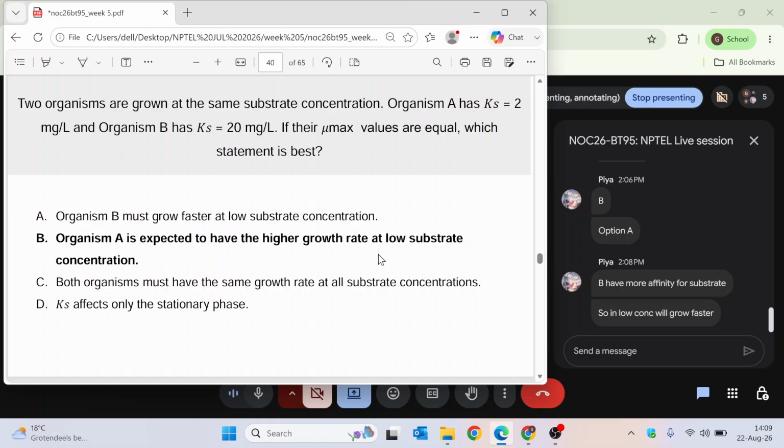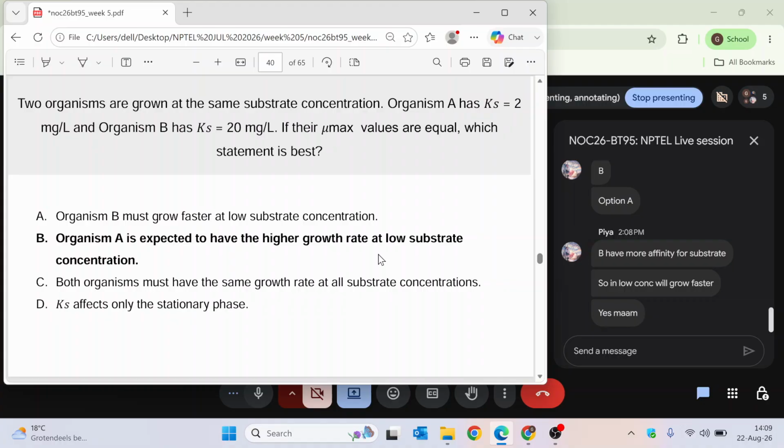Organism A has lower Ks value compared to organism B. Isn't it that an organism with a lower Ks value indicates a higher affinity for the substrate, or is it a direct relation? Lower Ks means lower affinity. Okay, so lower Ks tells that there is more affinity, which means organism A is expected to have higher growth rate at low substrate concentration because it has a higher affinity towards the substrate.